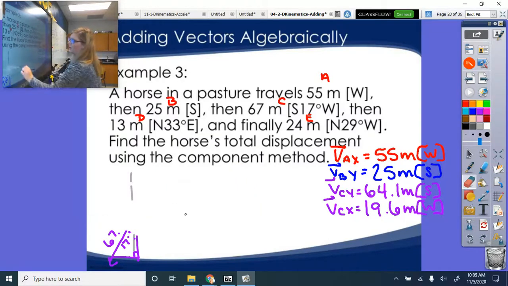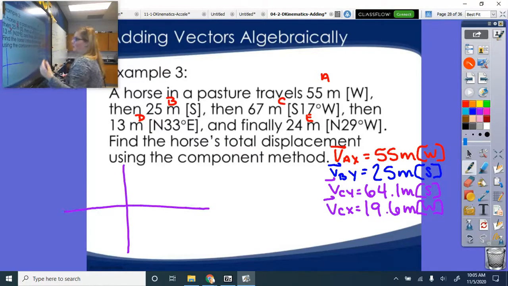Vector D, I need to break into components as well. Oh, pen. Purple, of course, because why? So vector D, I'm going 13 meters, but I'm going north and then 33 degrees east. So that's 33, and this guy is 13 meters.